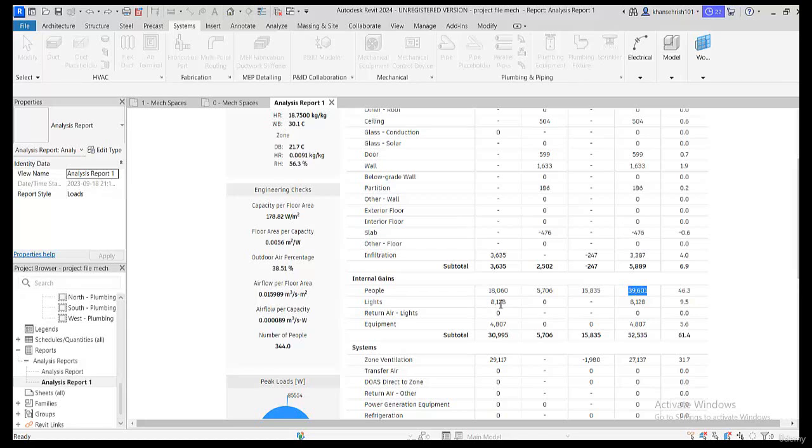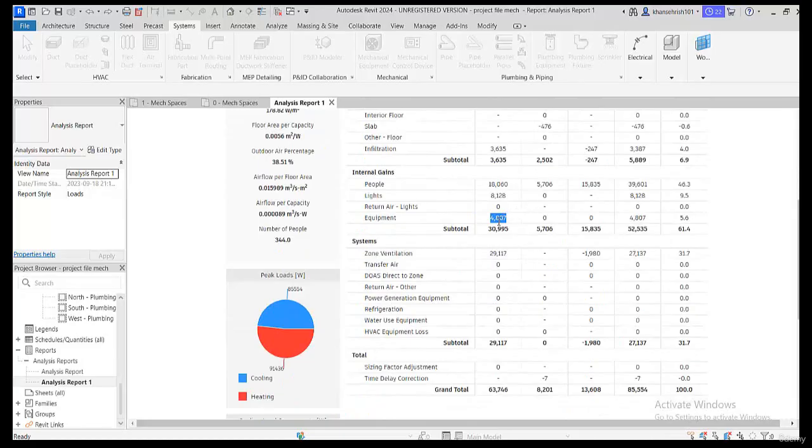From lights 8.1 kilowatt of sensible heat is generated, and the total is 8.1. Return air produces zero heat. Equipment produces 4,807 watt of sensible heat, which means 4.8 kilowatt. Similarly, from zone ventilation 29 kilowatt of heat is generated, and 1.9 kilowatt of heat is also latent. So the total heat is 27 kilowatt.